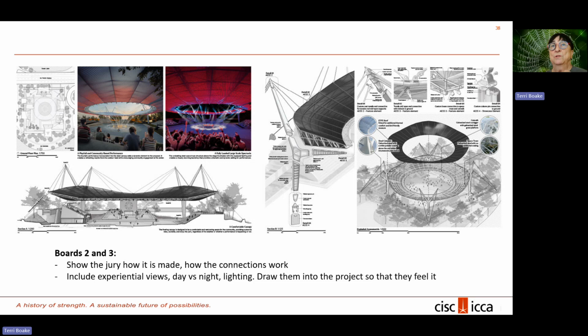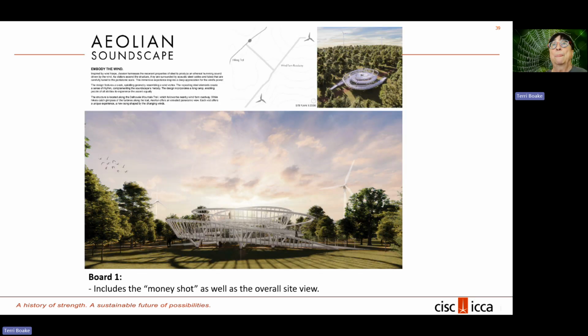And then boards 2 and 3 show the jury how it's made, how the connections work, including, in this case, experiential views, day versus night, and lighting. It was a performance space, and so they wanted to really let the jury see how the performance space would be activated. Something to note is that the competition allows for 3 boards, and typically most students will make use of the full 3 boards.